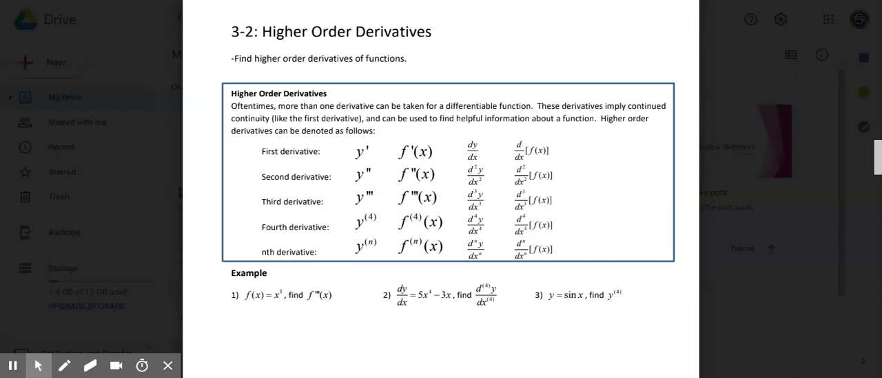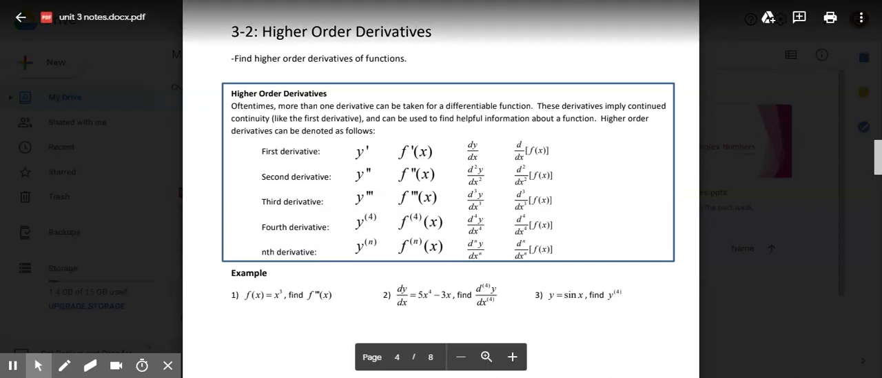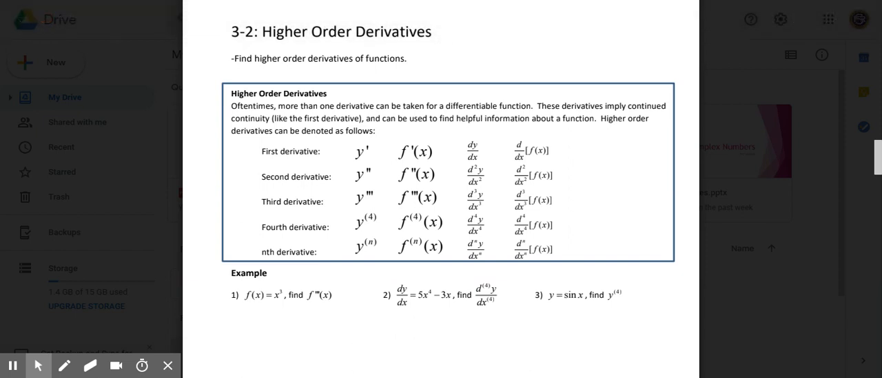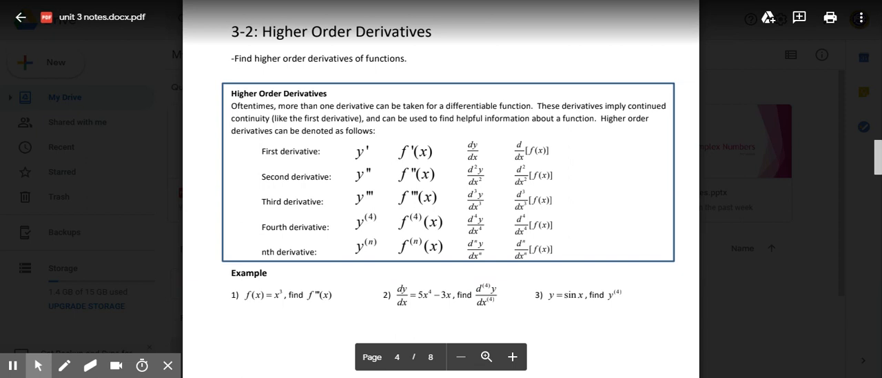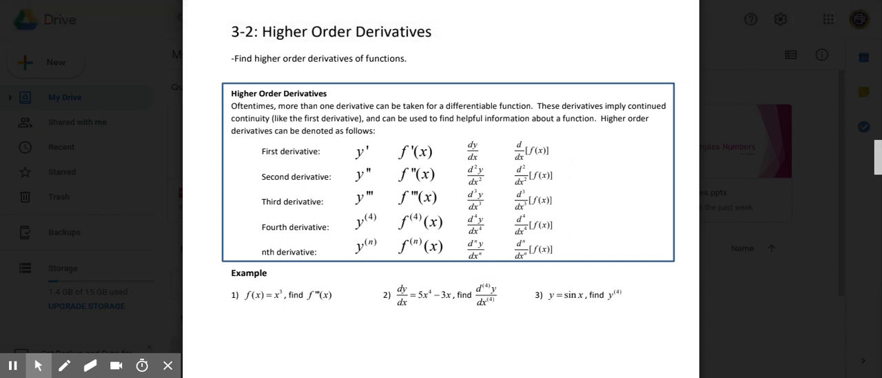All right, so sometimes we need to take higher order derivatives. All that really means is you're taking the derivative multiple times. So first derivative is the one that we've been working with. That's just taking the derivative once. Second derivative, you take the derivative of the derivative. So you're doing it twice, and this is notation for it.